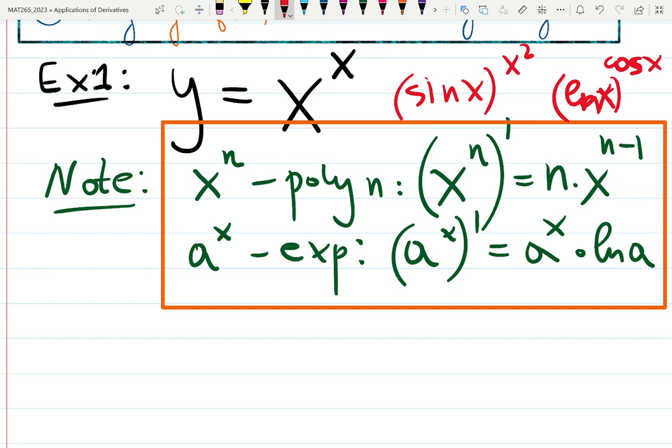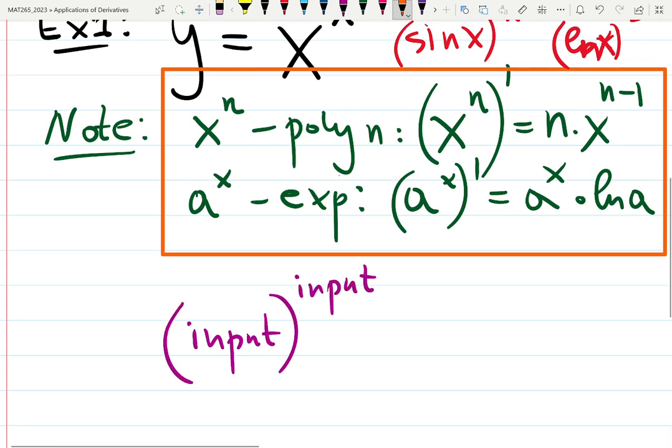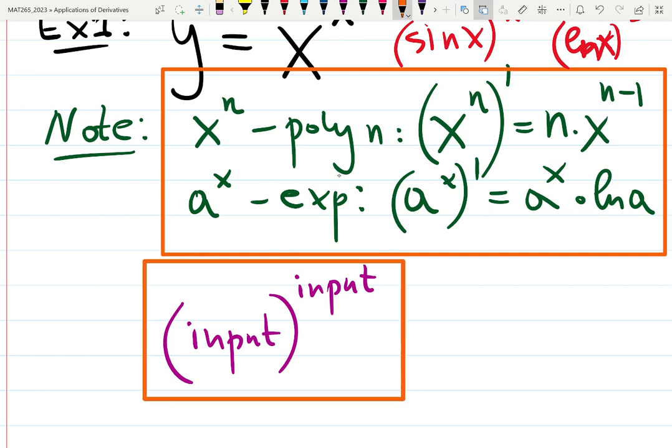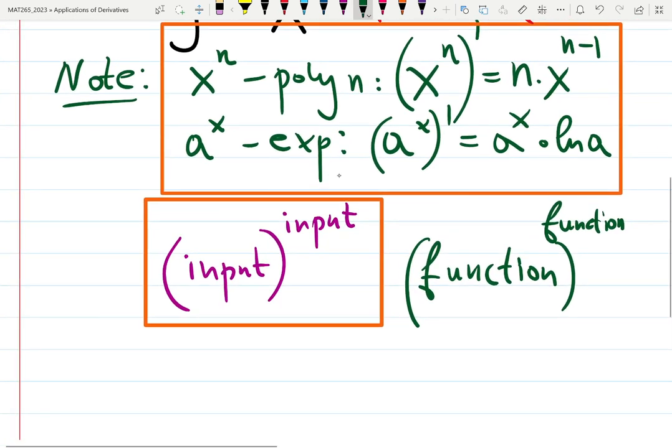That never happened before. We did not have this example before. And that's a pretty common example, actually. So it's input to the input. That's how I would call it. And then the way you guys said is actually better. It's more professional to say it's a function raised to the function. I like the input to the input case because it's kind of more visual. But in general, yes, it's function to the function.